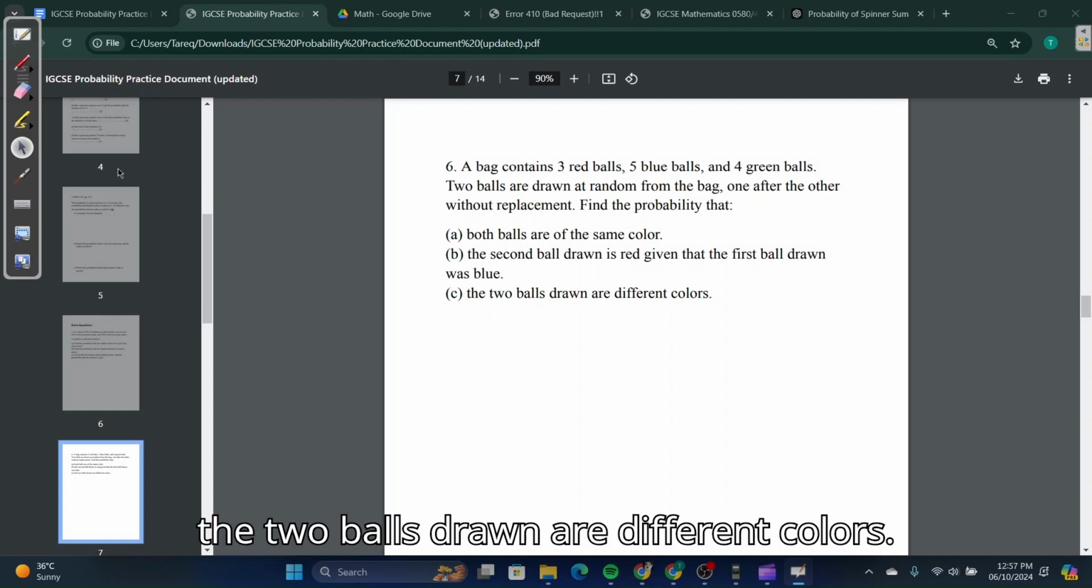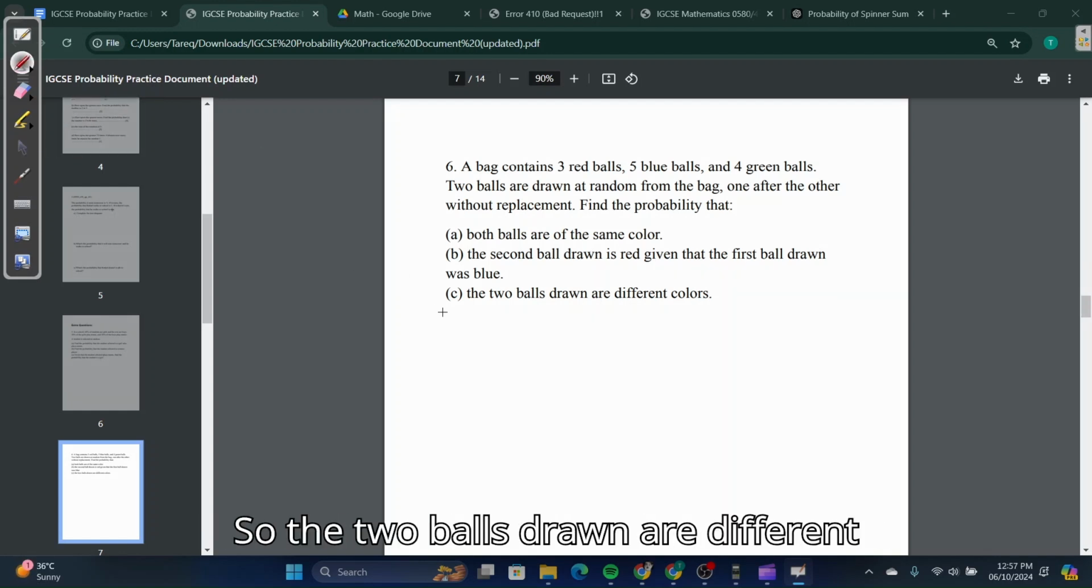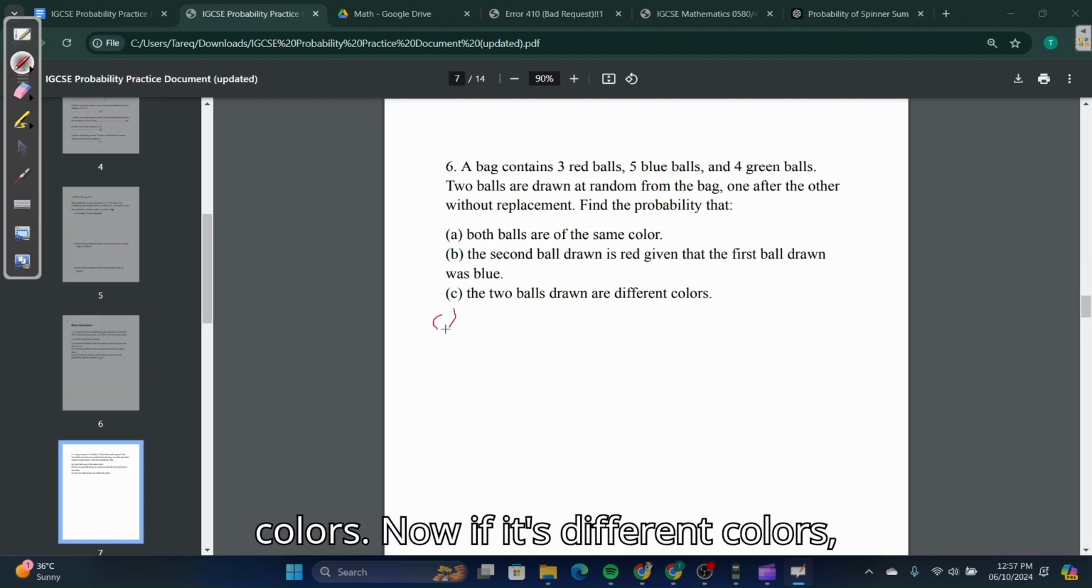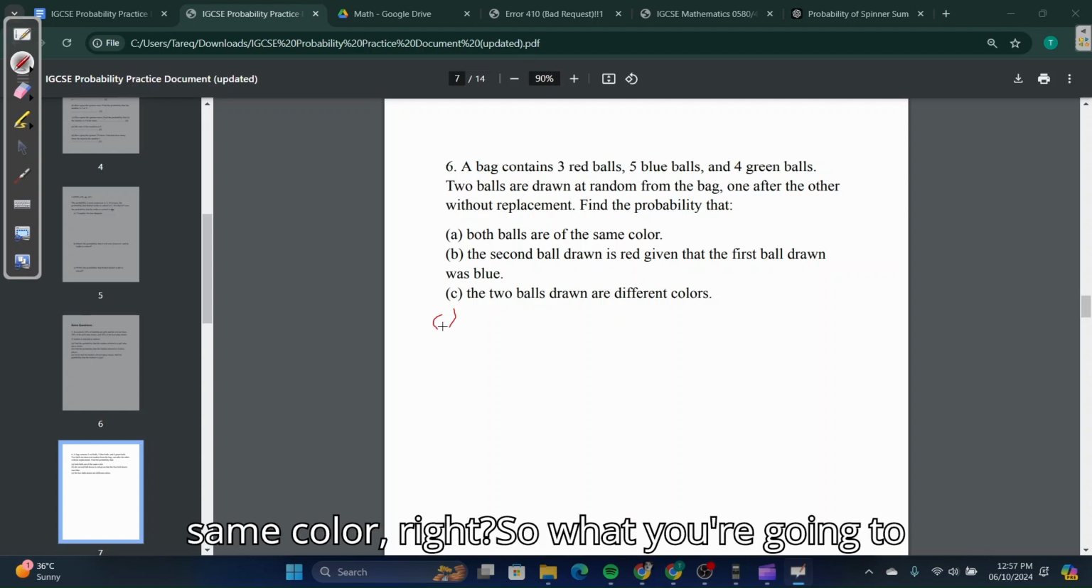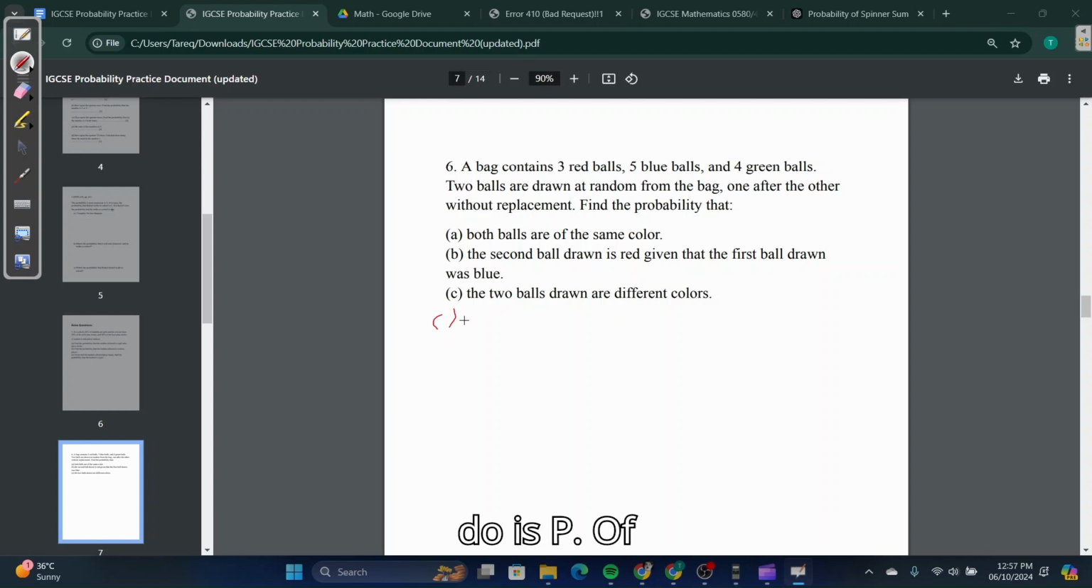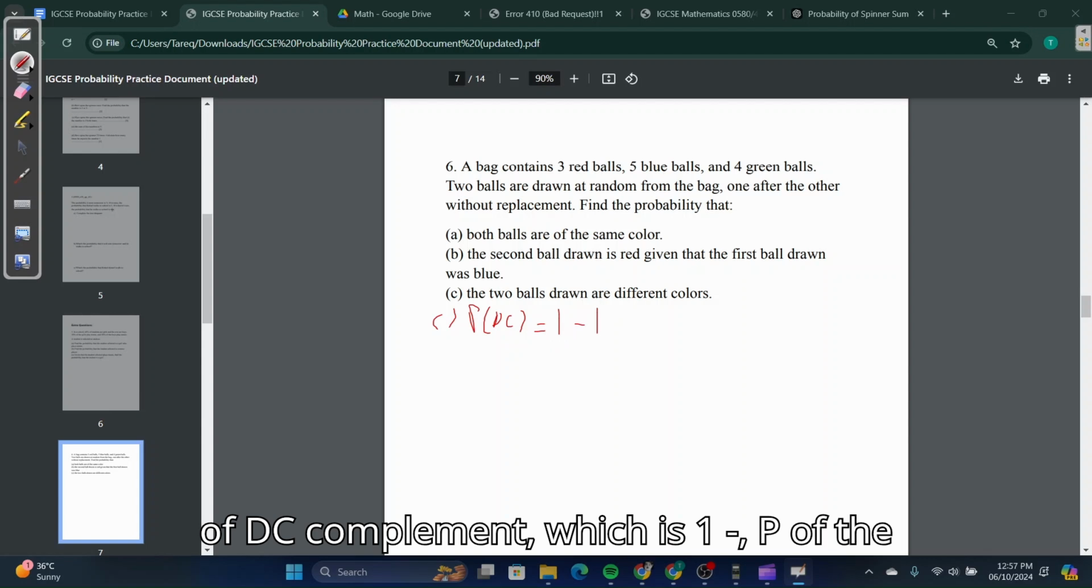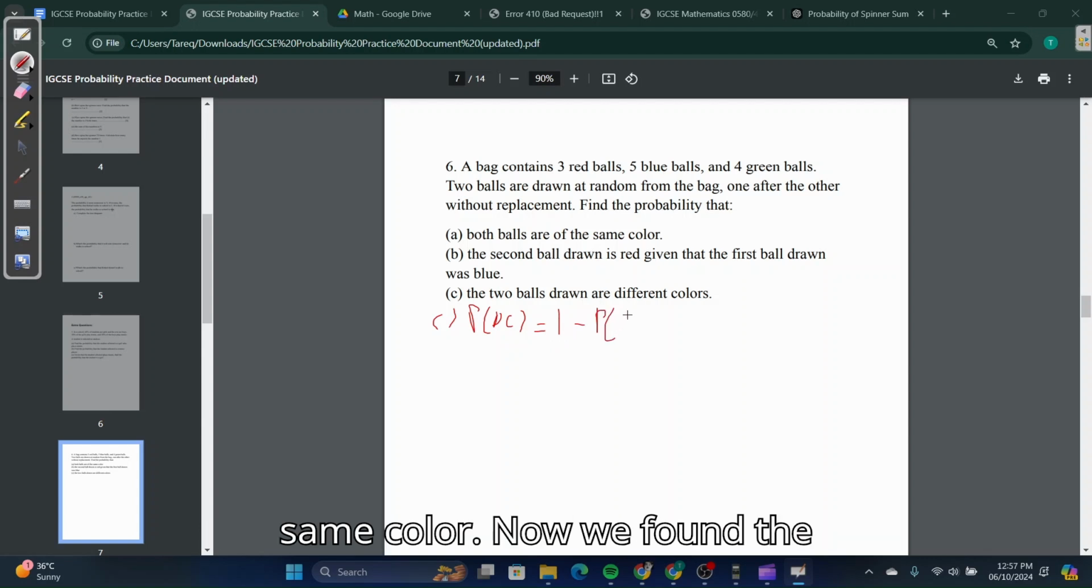Now, the two balls drawn are different colors. If it's different colors, that's the complement of them being the same color, right? So what you're gonna do is P of DC for different color is equal to 1 minus P of the same color.